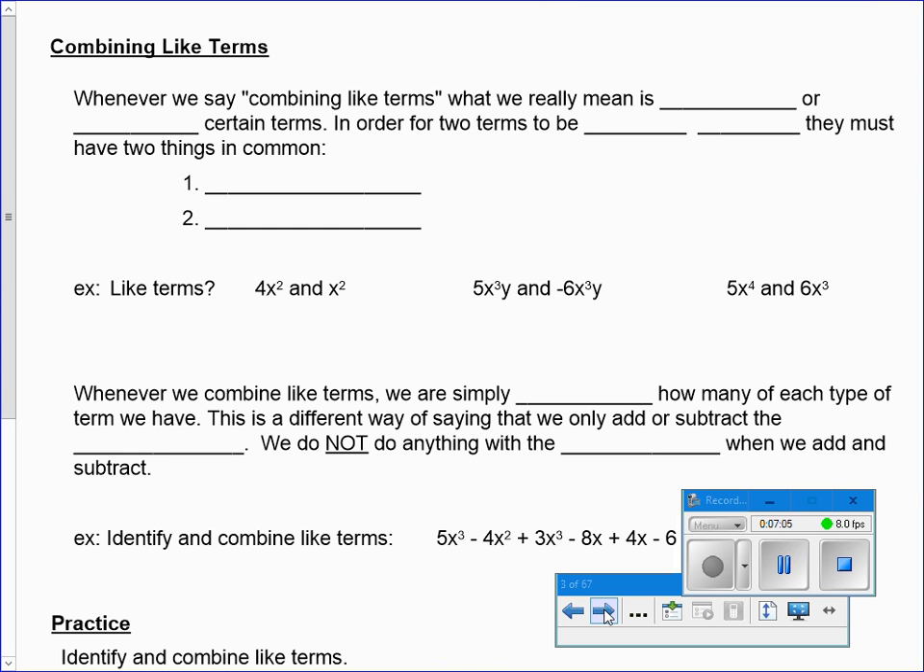So the next thing I noticed, something you've done before also, is combining like terms. So we use this phrase a lot. What we really mean is adding and subtracting. When we're adding and subtracting polynomials, there's only certain terms we can combine. And those are called like terms.